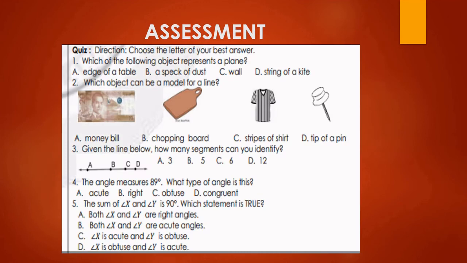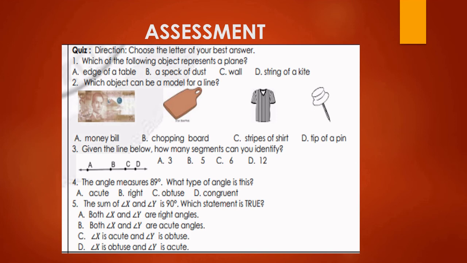Next part is the assessment. So, all you have to do is choose the letter of the best answer. So, read and understand, analyze each item. Number 1, which of the following objects represent a plane? A, edge of the table. B, a speck of dust. C, wall. D, string of a kite.